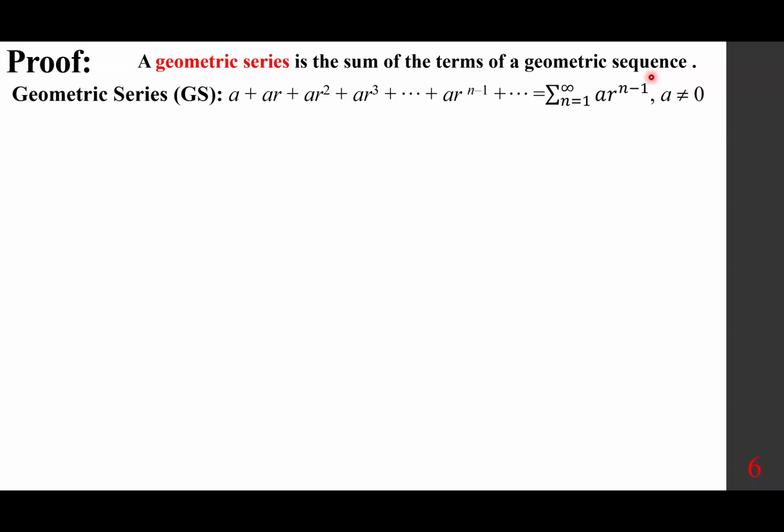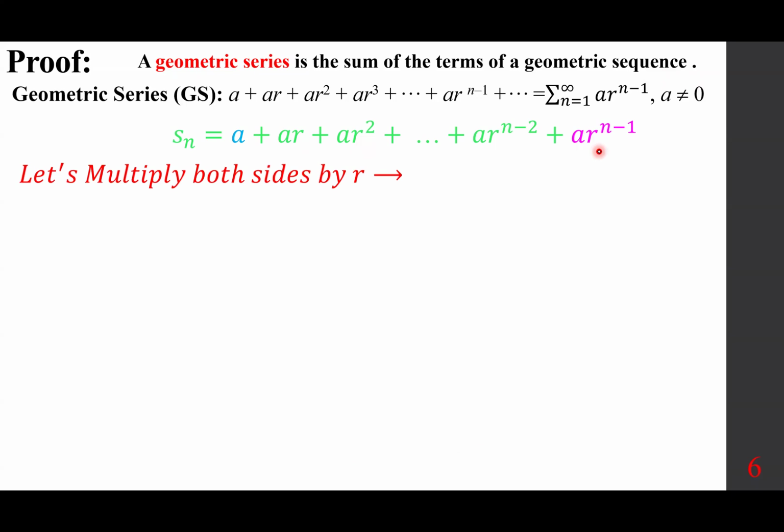So S sub n can be written as a plus ar plus ar squared all the way to ar to the power of n minus 1. Let's multiply both sides by r.